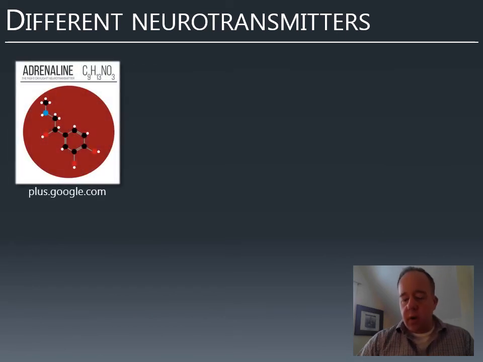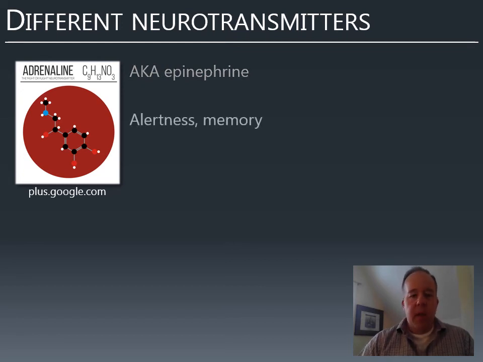And that's one thing that stimulants do. There's also adrenaline, also known as epinephrine. We're not going to worry as much about adrenaline. It's also involved in the sympathetic nervous system. It's also involved in alertness, and has an impact on memory, especially traumatic memories.